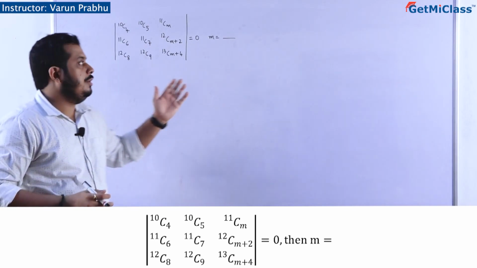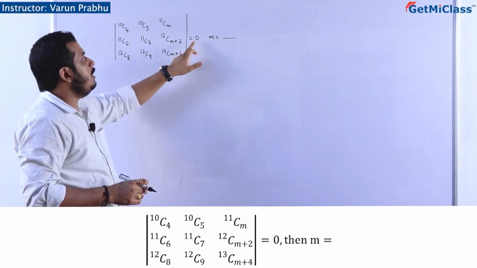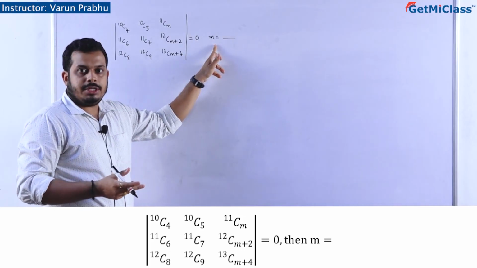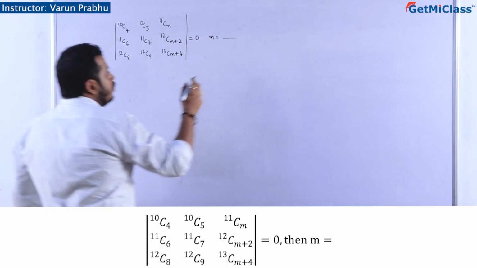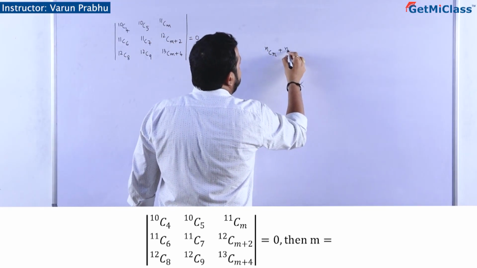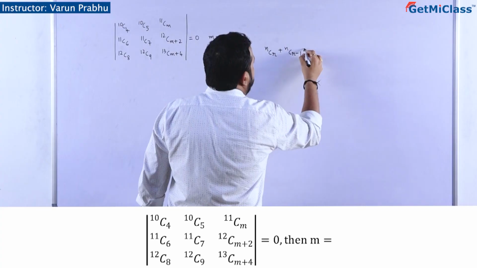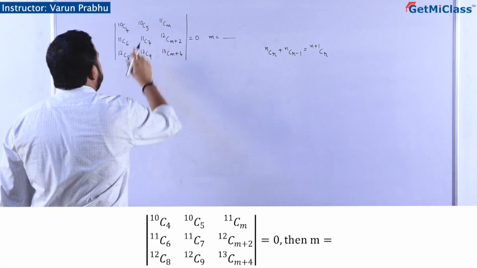If you look at this question, it's told in the problem what is the value of this determinant. If the value of this determinant is 0, what is the value of m is the question asked. These entries are in the form of permutation combination, right? So in the theory of permutation combination, we have discussed nCr plus nC(r-1) is equal to (n+1)Cr. I can apply this concept here.